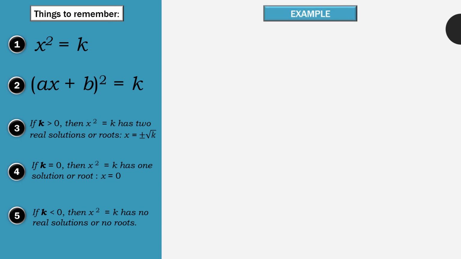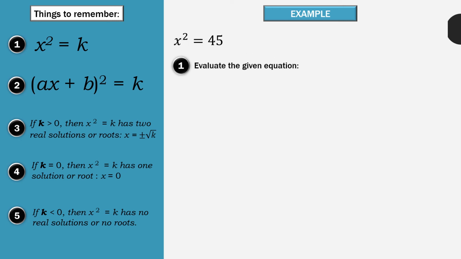Example number 1: x squared is equal to 45. So, before ta mag-solve, class, first thing that we're going to do is we have to evaluate the given equation. Evaluate, tan-awon nato, himay-himayon nato ang equation. Una, nasa x squared is equal to k form ba siya? Tan-awa, class. Yes, di ba? X squared is equal to k form siya because that is x squared is equal to 45.